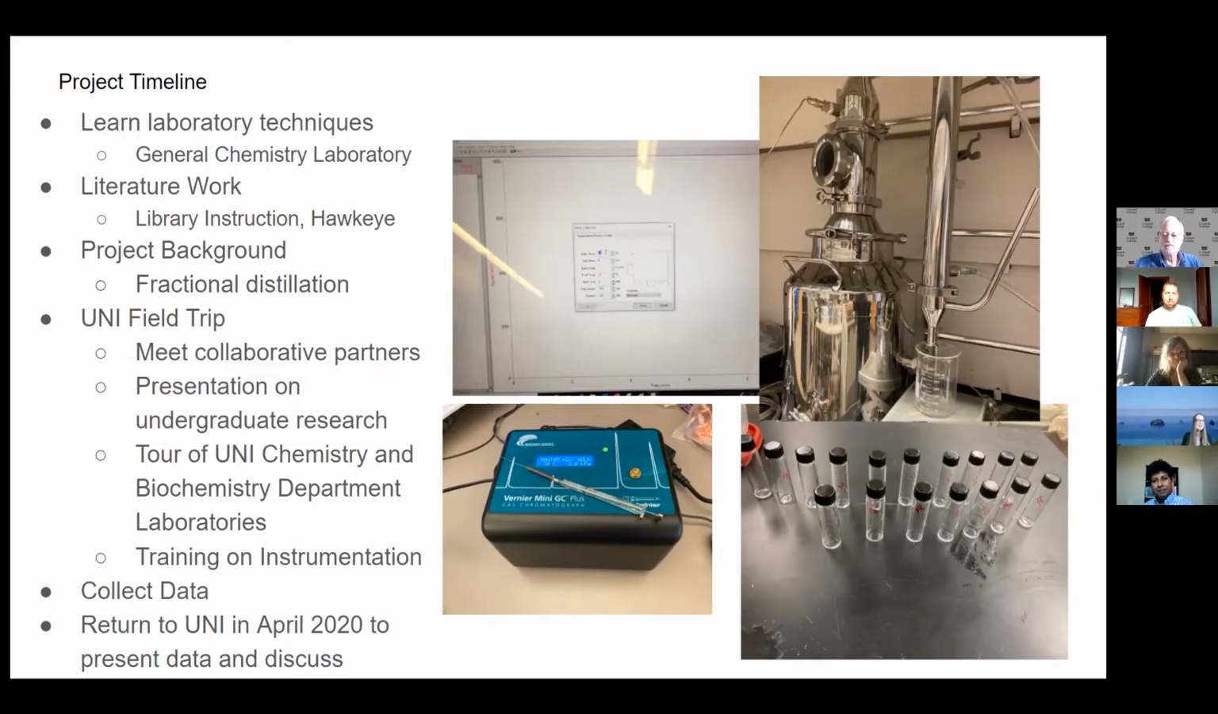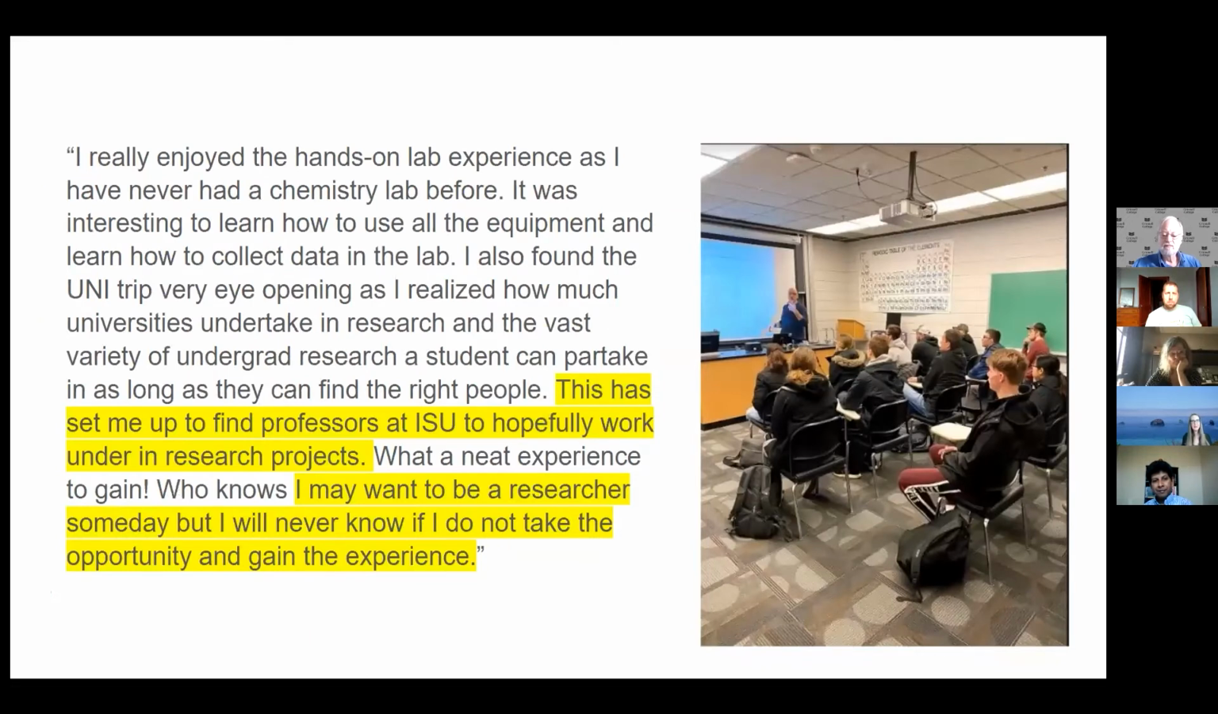And we got as far as our field trip to UNI. At the end of February, on a snowy day, we all made it up to UNI, and we had a great field trip. Kurt gave all the students a tour of the chemistry department, looking at several different labs, several different professors' work, talking about his work, talking about what my students were going to do. We gave them some training on the GCs, and it was a really great day.